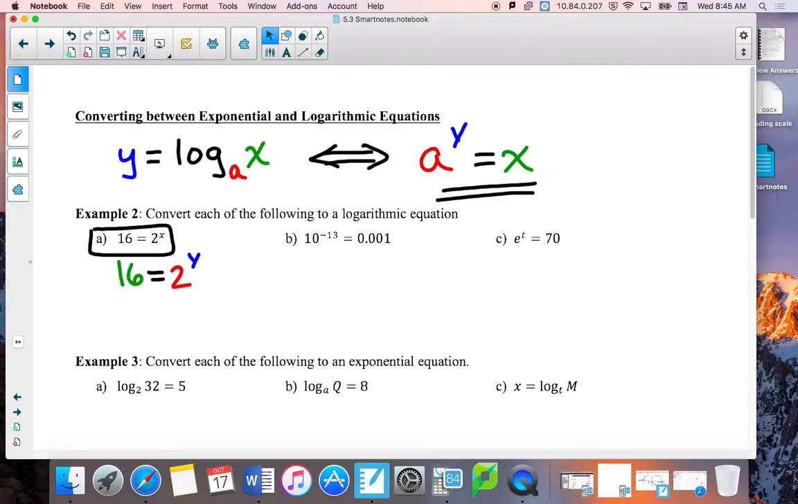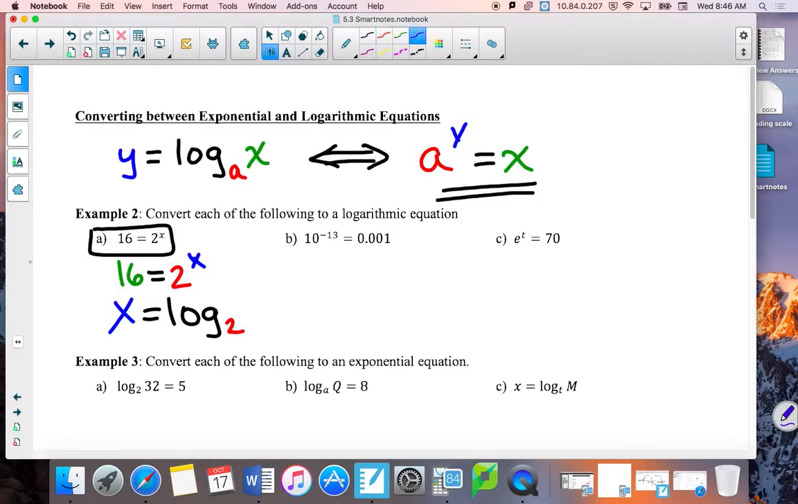So this is going to become, oh, sorry, that was an x up there. I couldn't see it. So this is going to become x equals log base A, which is 2, of 16. So that original, 16 equals 2 raised to the x power, is written exactly the same in log form as x equals log base 2 of 16. So they're equivalent to each other, they're just written in two different forms.